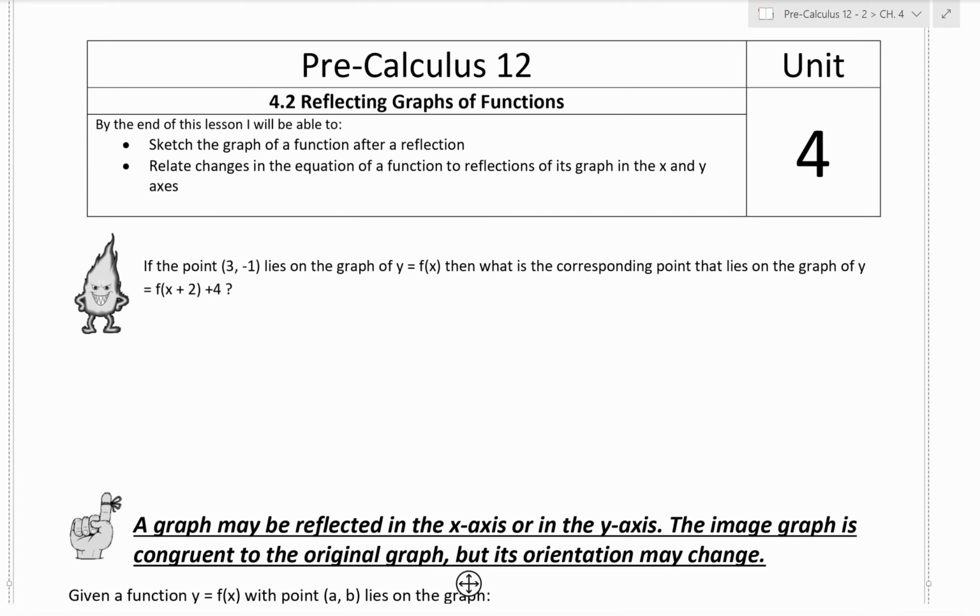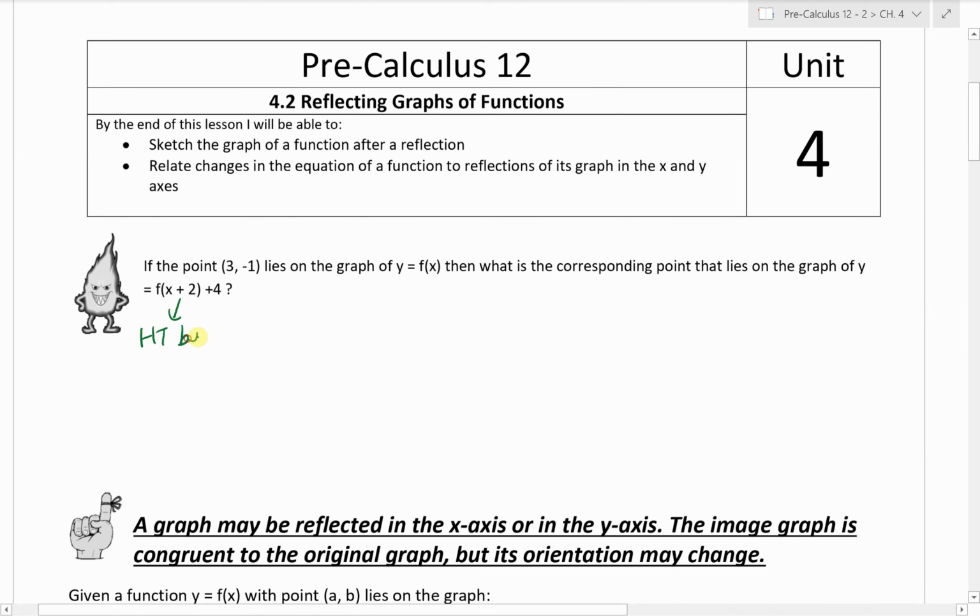The point (3, -1) is on the graph. So what happens after the translation here? This x plus 2, recall, means that we have a horizontal translation by negative 2, moving 2 units to the left. This is a vertical translation up by 4. Okay, moving up by 4.